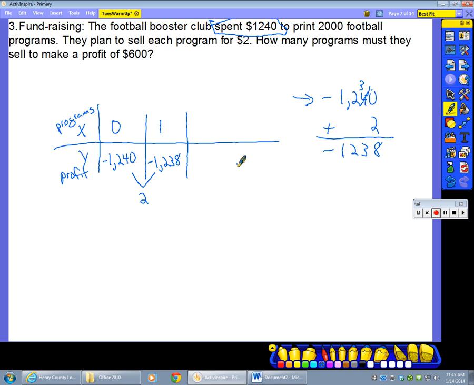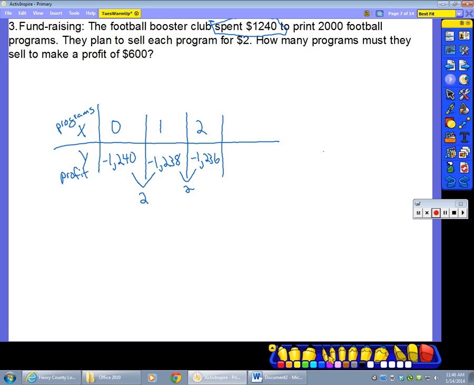Okay, so if they were to sell 2 programs, things again would get a little better, but still not that great. They're still negative 1,236 if you do the math out. Okay, so I'm going to erase this so I have some room.